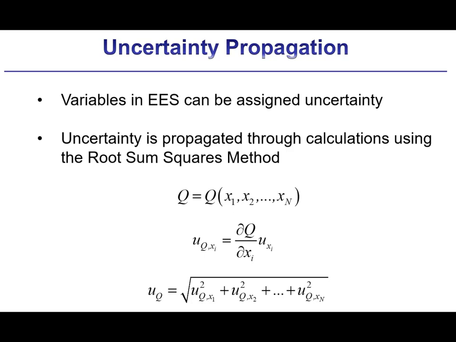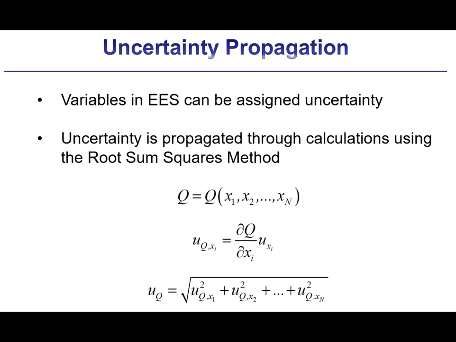Ease uses the most common technique for dealing with the propagation of uncertainty, which is called the root sum squares, or RSS, method. The RSS method assumes that the measurements are normally distributed quantities that are uncorrelated, and also that there are no systematic errors in the measurements.